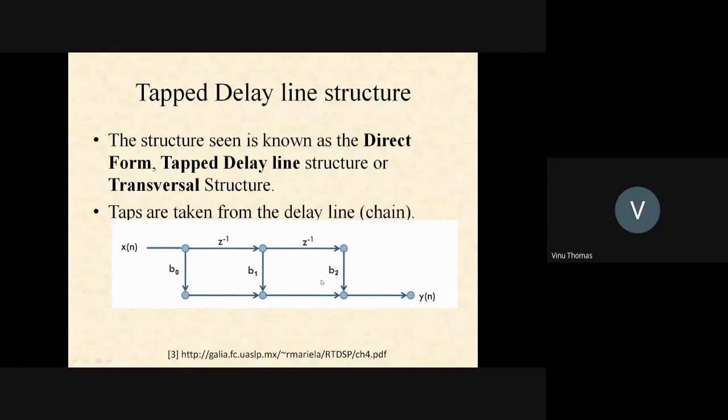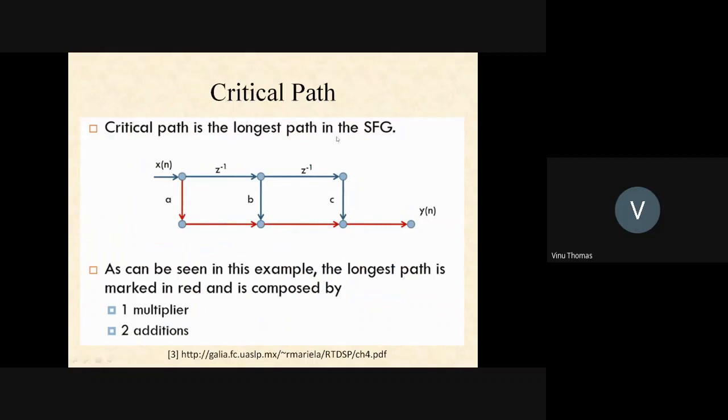So let us look at the critical path. Critical path is called the longest path in the signal flow graph. This longest path includes all the arithmetic units. And if you have multiple paths in a signal flow graph, you look at the longest path, which contains the maximum number of arithmetic units. So here you have a multiplier. So this is one multiplier. Here you require an addition. And here you require an addition.